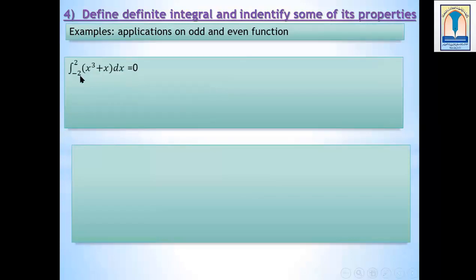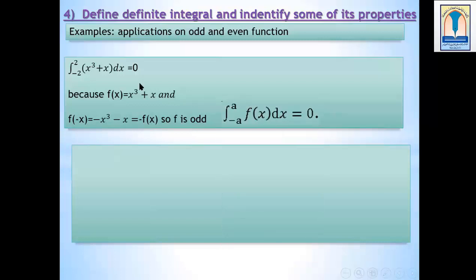Example 1, the integral from minus 2 to 2 of x cubed plus x dx is equal to 0 because here we have the integral from minus a to a, so we must take f of x equal x cubed plus x, and find f of minus x, which is equal to minus f of x, so f is odd. Then by applying this rule, the integral from minus 2 to 2 of this function is equal to 0.